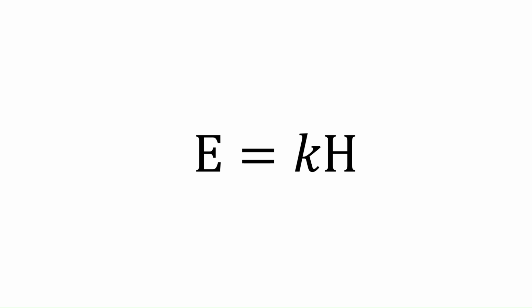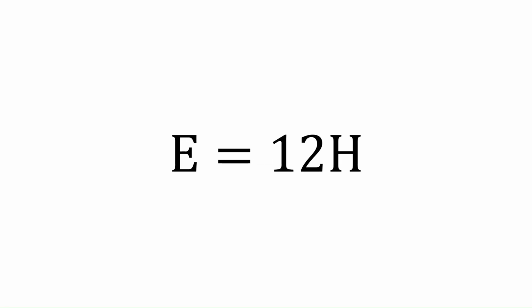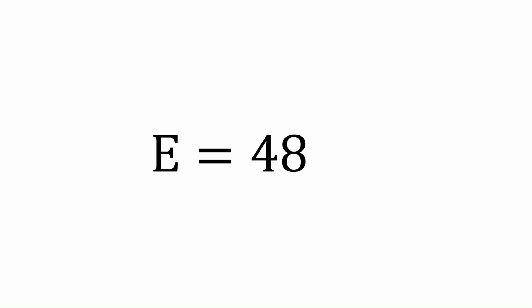In our example, we said that we earn £12 per hour. This means that K equals 12. The constant of proportionality is simply the rate of pay. K represents how strongly the two quantities are linked. So if somebody earned £15 per hour instead, the relationship would be E equals 15H. So if we wanted to know how much we would earn in 4 hours, we can plug 4 in for the H and we'd get that E equals £48.